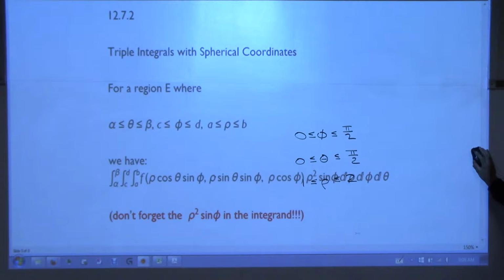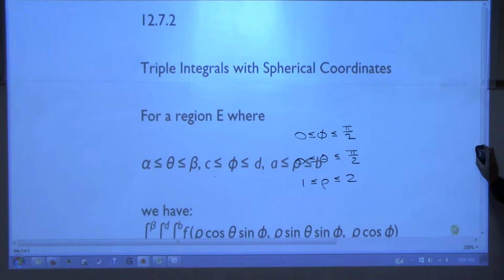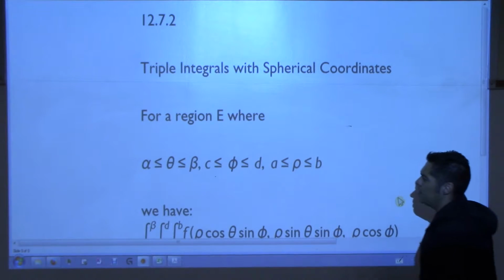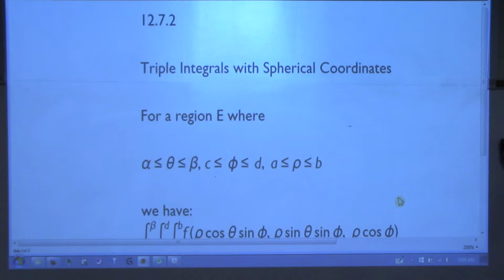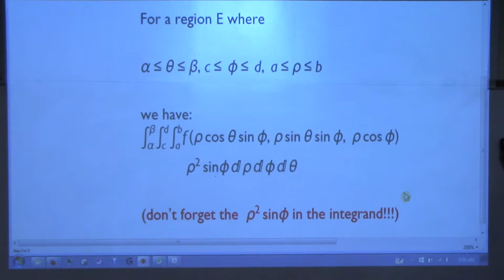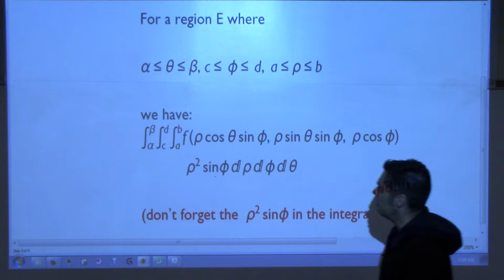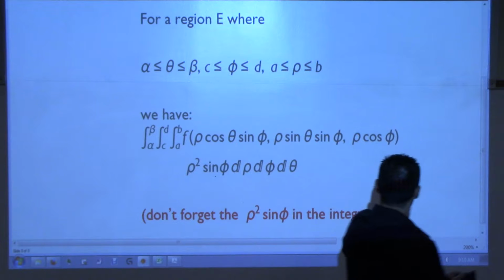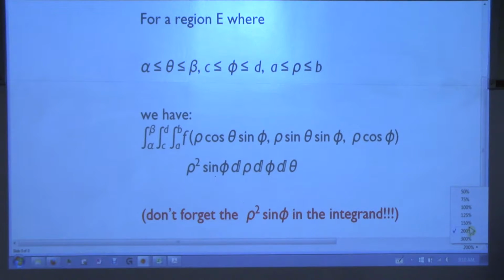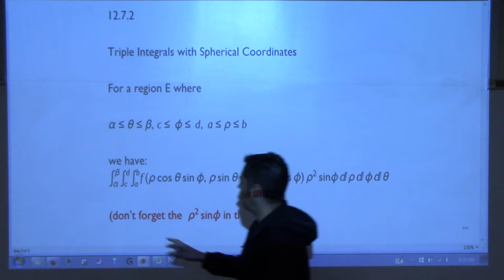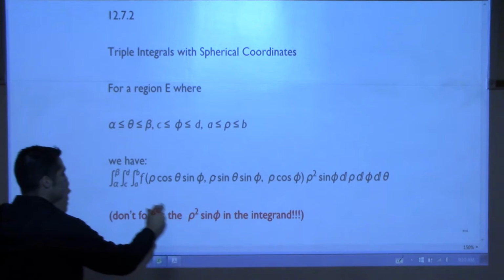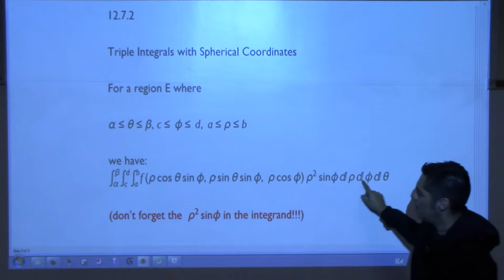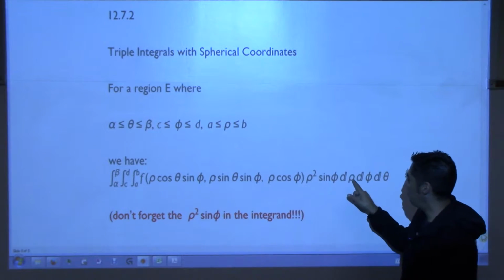All right, now let's talk about the actual setup of the integral. So if you have a region E, and you have these restrictions on theta, phi, and rho, then our triple integral will turn into, okay, so this is our conversion. It'll go from alpha to beta, and that'll be our restriction on theta. And then it'll go from C to D, and that'll be our restriction on phi. And it'll go from A to B, and that'll be our restriction on rho.